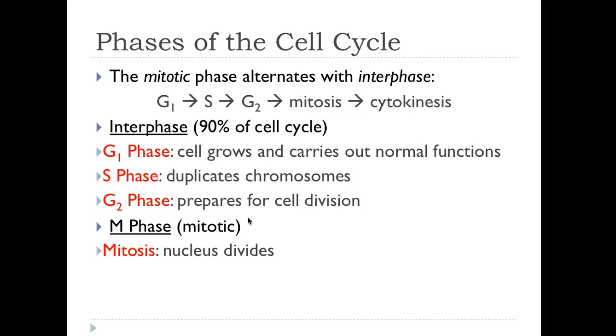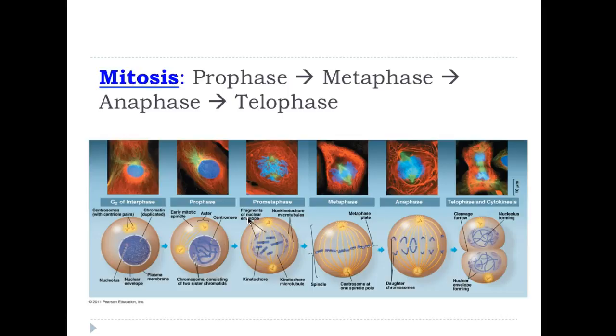In the M phase, which is mitosis, the nucleus divides. In cytokinesis, the cytoplasm, so everything else, is going to divide. Mitosis itself includes the stages of prophase, metaphase, anaphase, and telophase. And you can see in the diagram down below the illustrations of each of those phases.